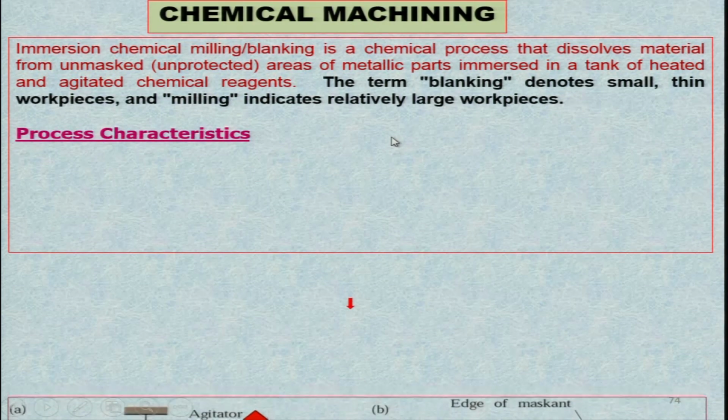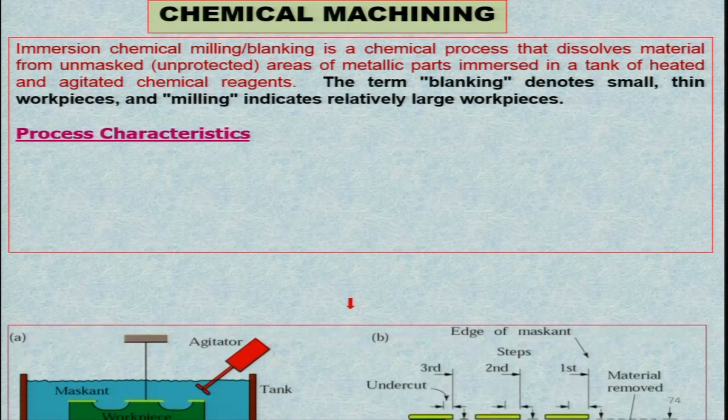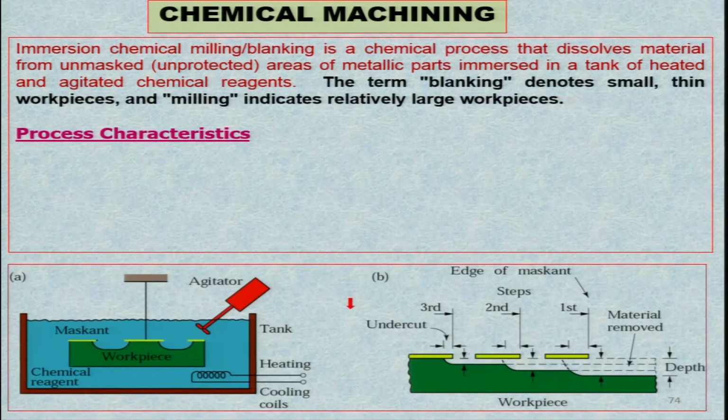Process characteristics, as you can see here, it is very simple. You have the workpiece over here, and the maskant is there. Maskant means it does not permit the chemical reaction to take place on the workpiece surface, and in the rest of the part where maskant is not there, you can clearly see the dissolution is taking place here as well as here. However, it is going inside the maskant also, so this is known as overcut, or it is an inaccuracy that is being created in the machined workpiece.